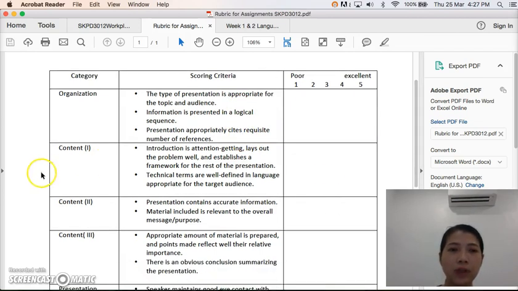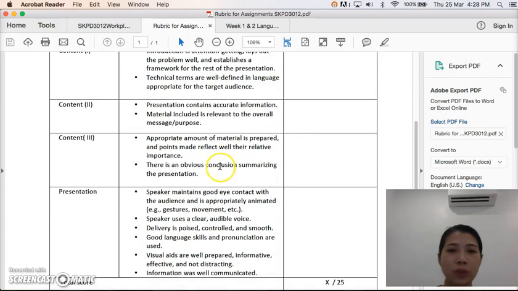Okay. For the second part, content 1. If the content that you have scored this criteria of introduction is attention getting, lays out the problem well and establishes a framework for the rest of the presentation, as well as technical terms are well defined in language appropriate for the target audience, then you score full marks of 5. Otherwise, I'll take 5 divided by 2 criteria. You score 1 criteria, I'll give you 2.5 marks.